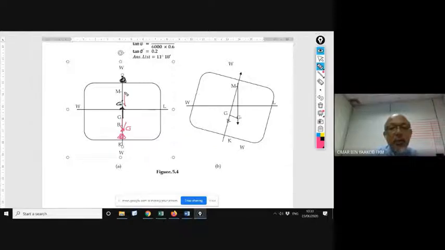If you load up above on the main deck, or if you load down here, then the new GM will be from here to here, increasing the GM. So if you want to increase GM, then you load downstairs, below G. If you want to reduce GM, then you load above G. Okay, so that's the first point.